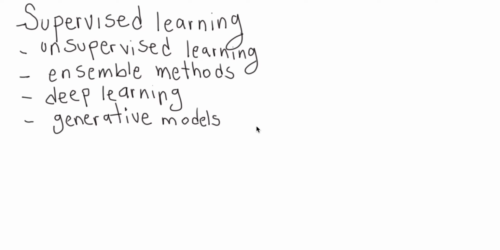So let's start. Machine learning can be basically broken down into these five categories: supervised learning, unsupervised learning, ensemble methods, deep learning, and generative models. Yeah, I've just read from the thing.